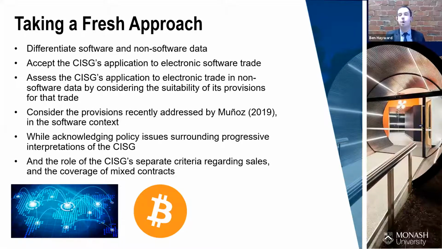In doing this, I also have to acknowledge some policy issues surrounding progressive interpretations of the convention. So Mayer acknowledged in 2009 that there are some problems with taking too progressive an approach to interpreting the convention's scope, because the CISG is a treaty that's meant to benefit trade, but we also have to keep in mind the interests of the countries that adopt this. They're bound by this treaty at public international law, so they need some certainty about when the convention applies. So Mayer advocated a more restrained, incremental approach to interpreting the CISG's application. And I argue that's what I'm doing here.